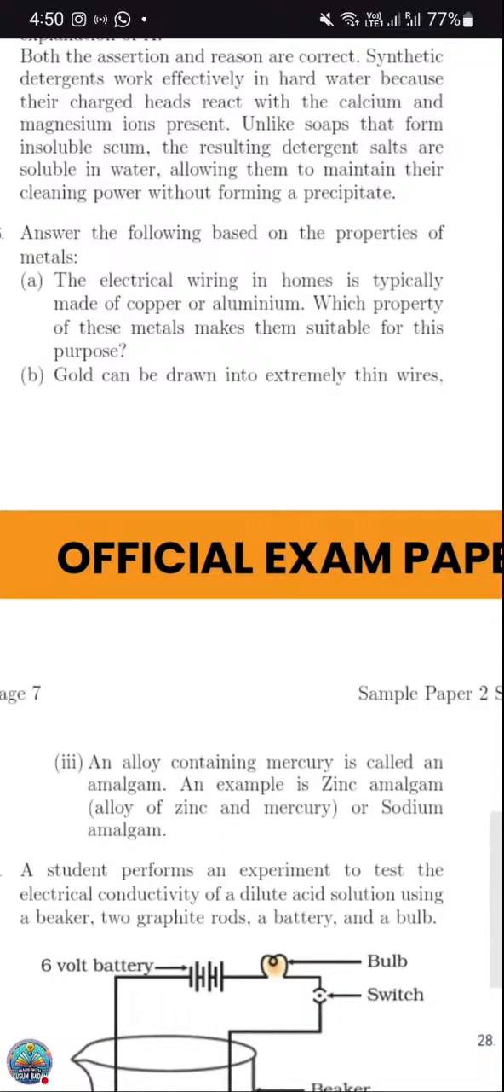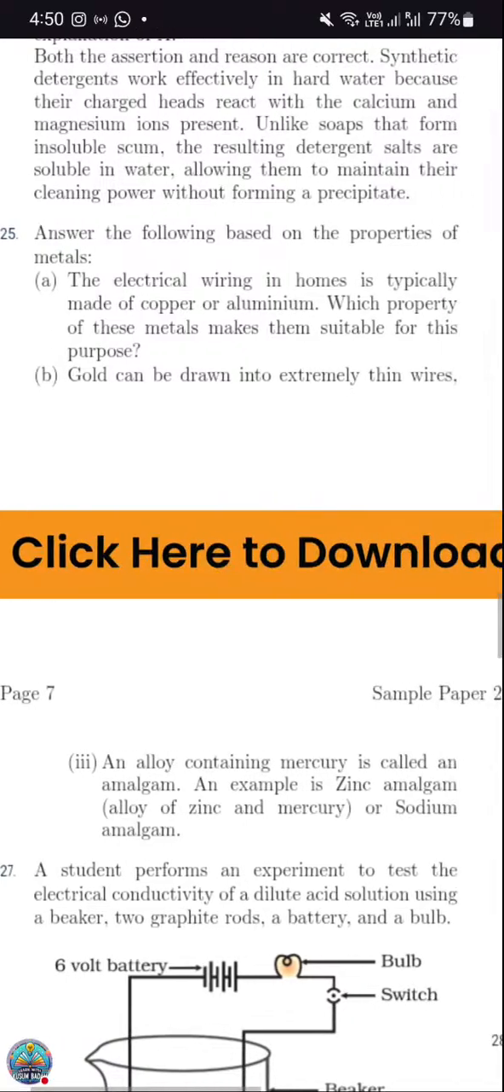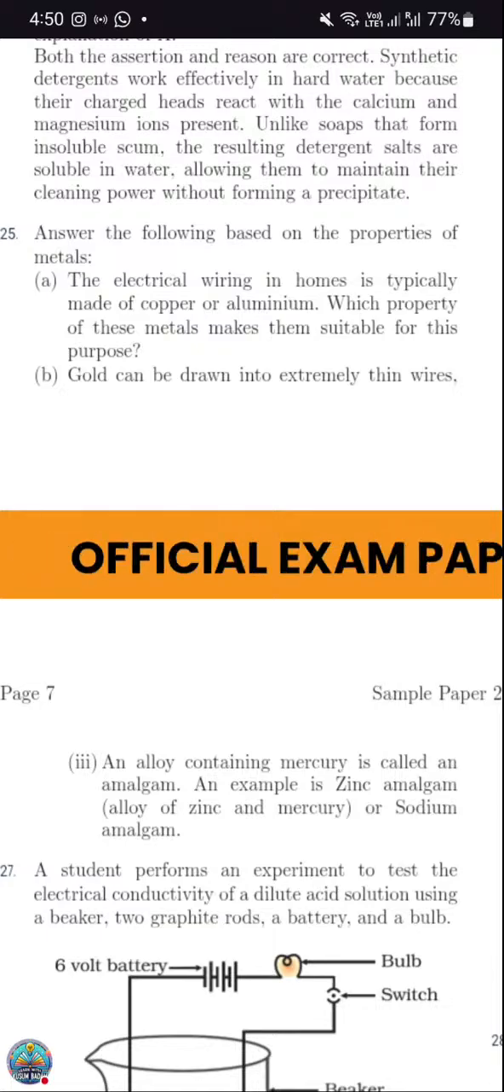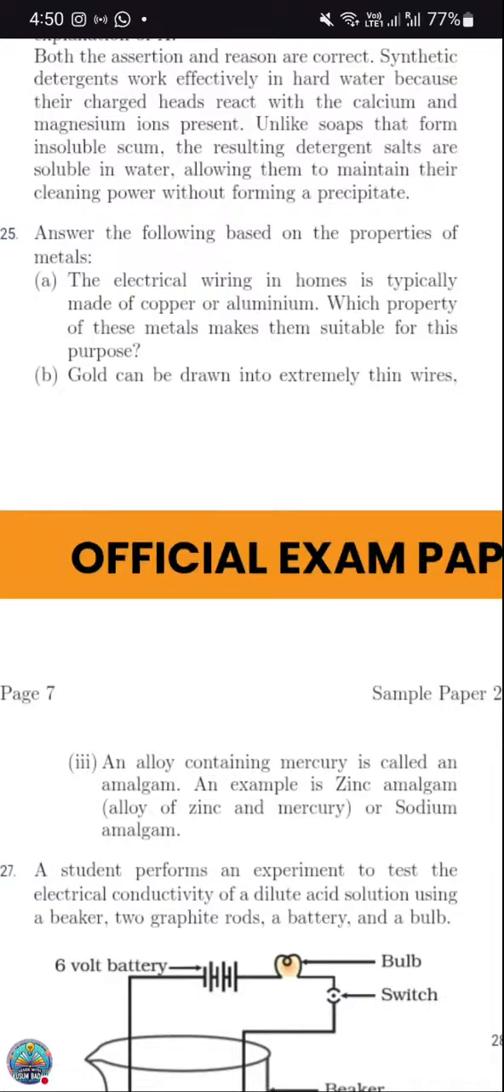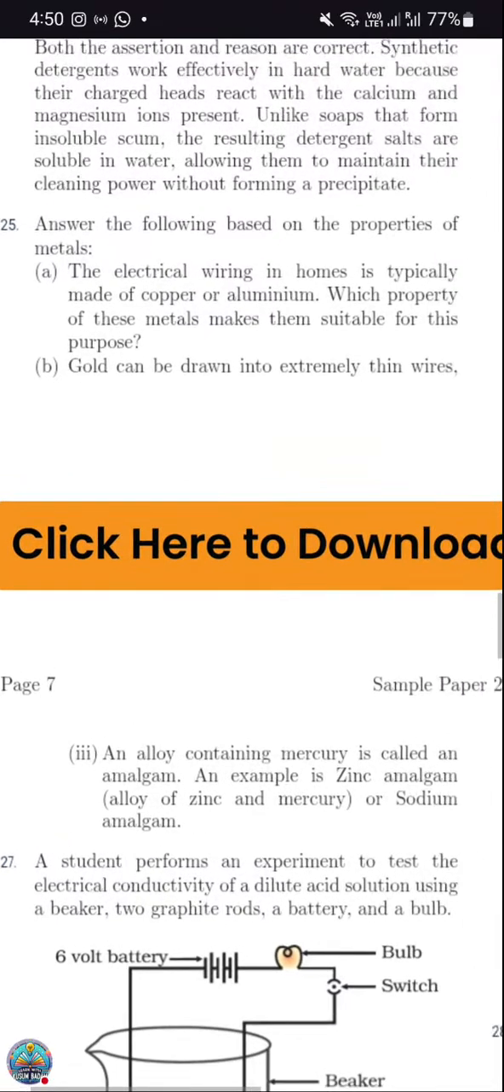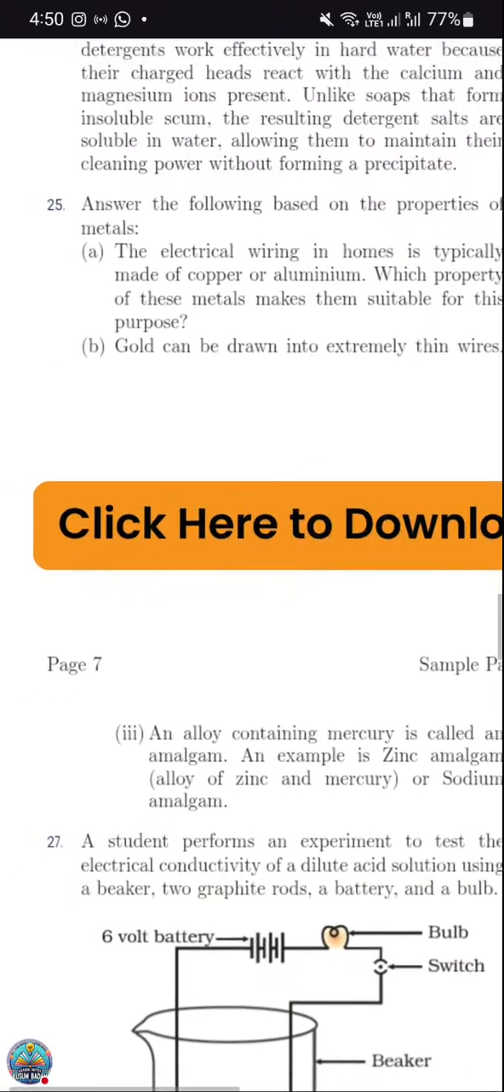And gold can be drawn into extremely thin wire. When metals are drawn into wire, we call it ductility. And if they are beaten into sheets, it is malleability. Yesterday we got 2 questions. One was based on malleability: why are aluminium sheets used? It is because of the malleability property. Very good, Vivek. So first, for wiring, good conductor, and for gold, ductility.